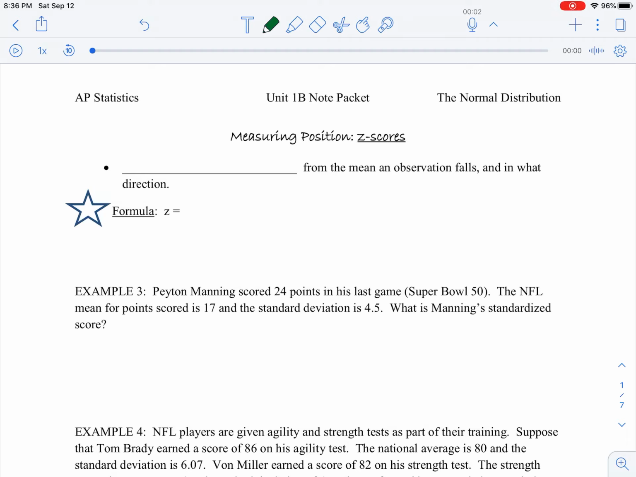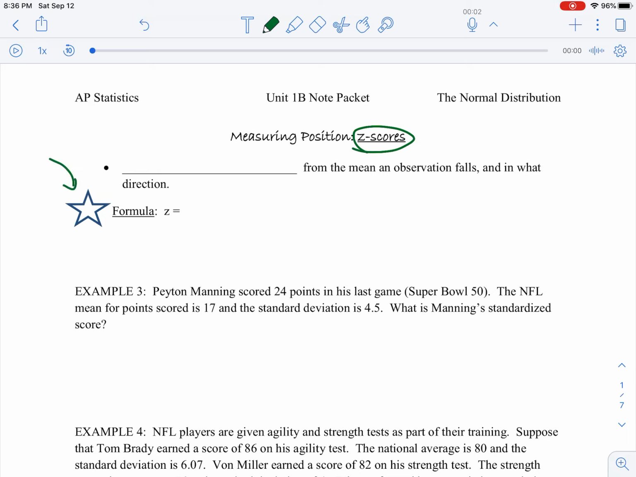Alrighty, so page 2 of our notes for this particular unit has to deal with measuring position, and we're going to measure it in the form of a z-score. So that is already highlighted there for us, underlined for us. And so in the process, we're going to have to be able to work with that z-score and understand what a z-score is. So first of all, we'll talk about our formula.